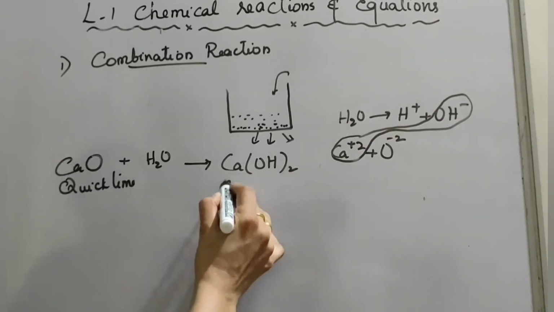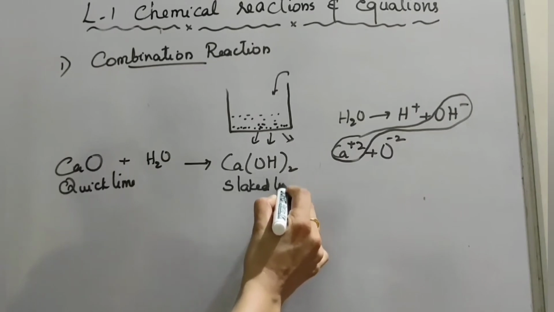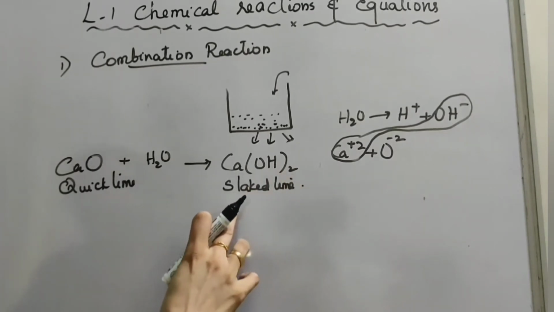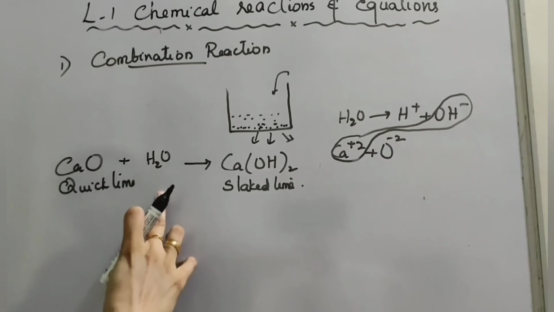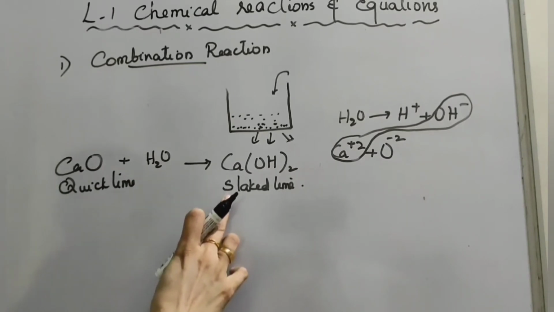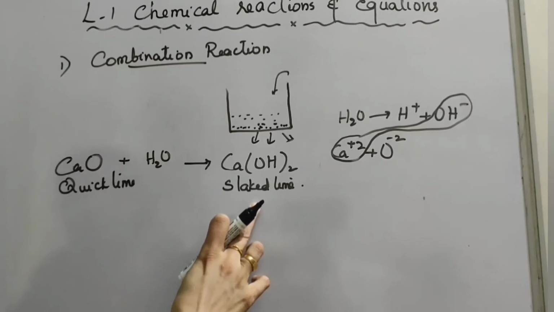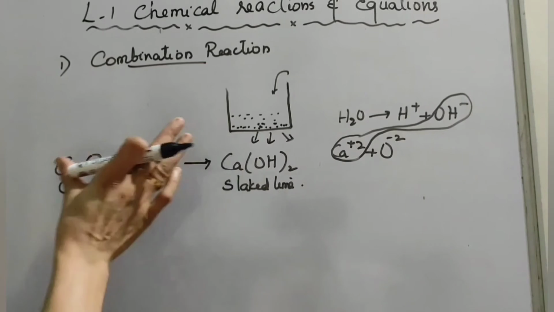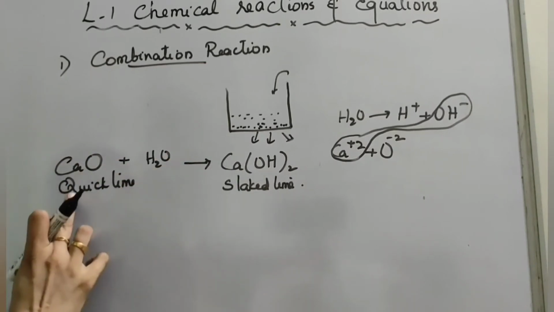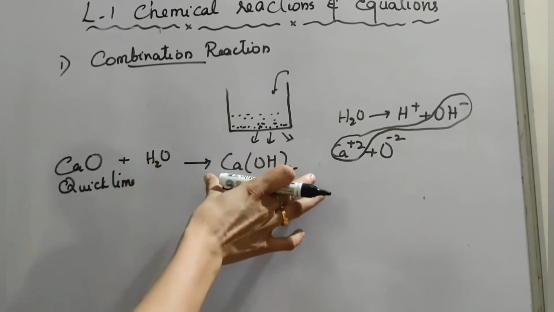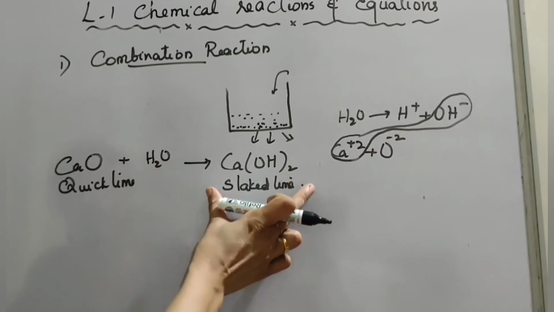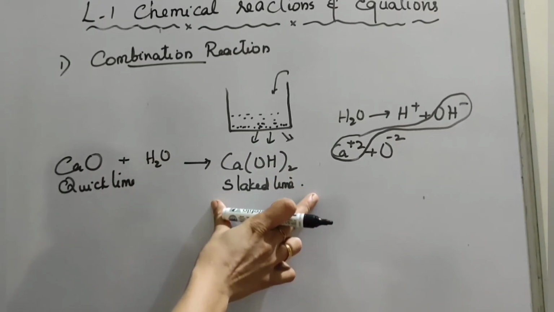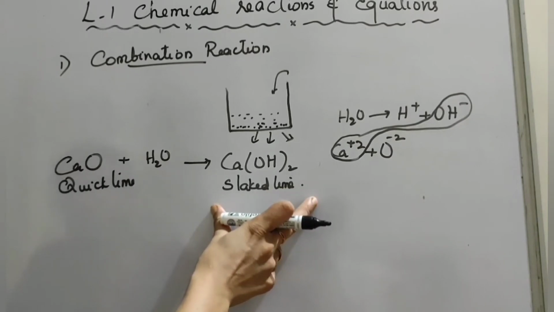So this calcium hydroxide is known as slaked lime. From this, what you understood: calcium oxide reacts vigorously with water to produce slaked lime. And one more thing, they are releasing a large amount of heat. In this reaction, look at the reactant side, calcium oxide and water combine to form a single product. Look, on the product side, only a single one, that is calcium hydroxide. This type of reaction is known as combination reaction.